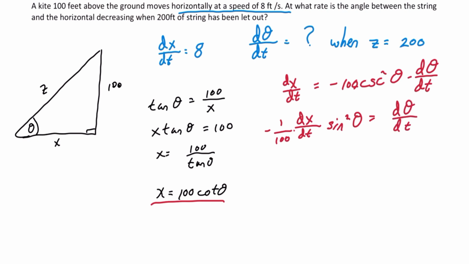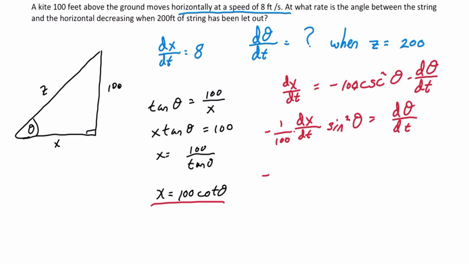From here, we'll plug in what we know. Negative 1 over 100 times dx/dt, which we are told is 8. Sine squared theta we have to think about in a moment. And d theta/dt is just what we're looking for.